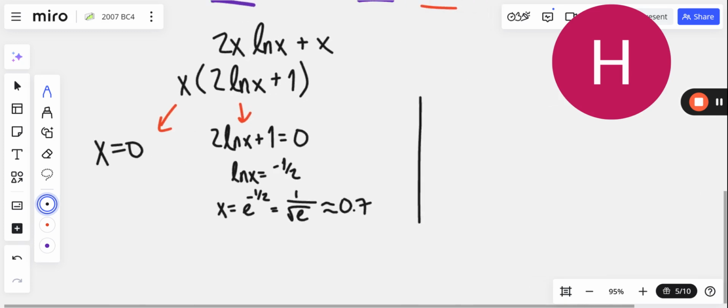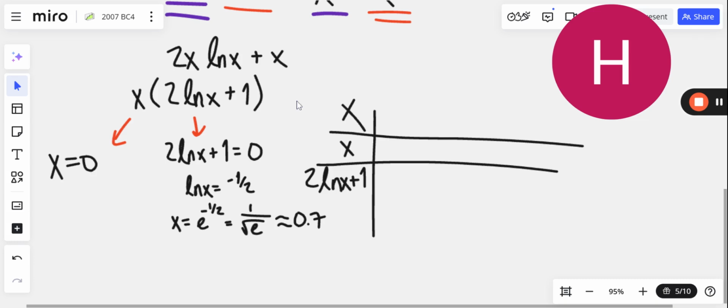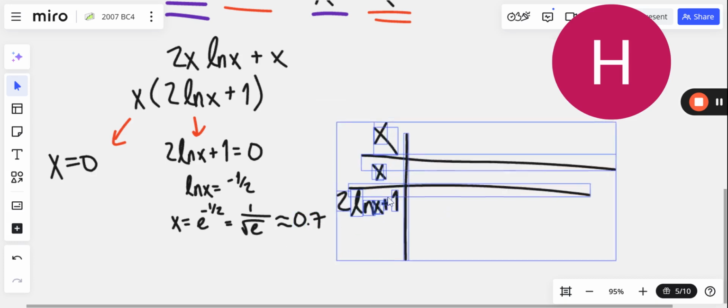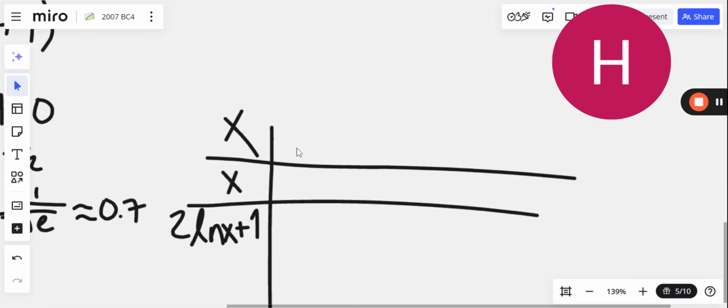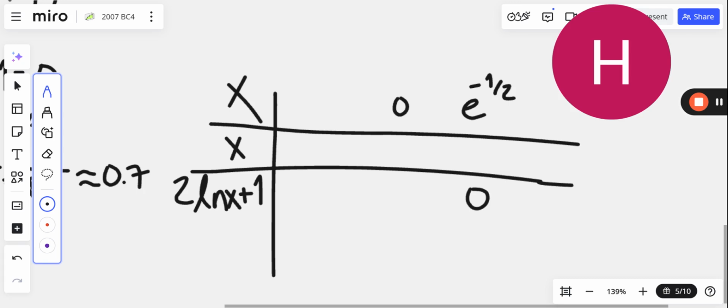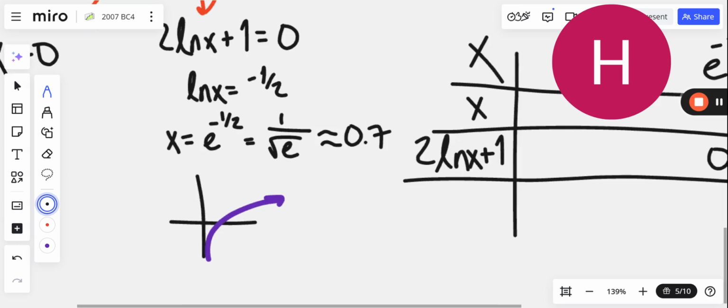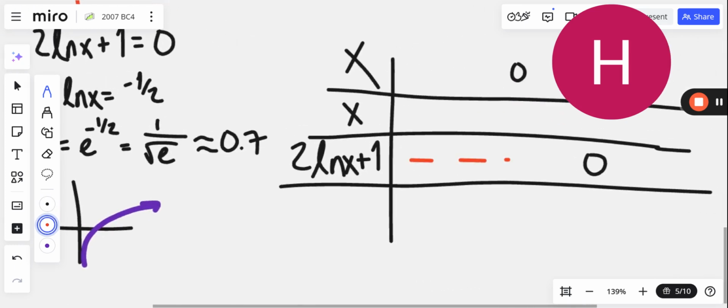Let's look at the chart. We have, of course, the factor x, and then we have the factor 2 ln of x plus 1. When are our factors equal to 0? Well, we have one zero at 0, and then we have another zero at e to the negative 1/2, which is 1 over the square root of e. You know what the ln function looks like. The parent function looks something like that. So we know that it's negatively valued to the left of its zero, and it's positively valued to the right of its zero.